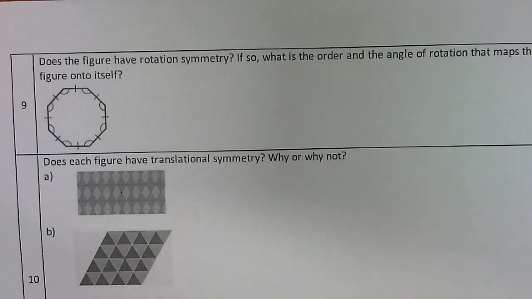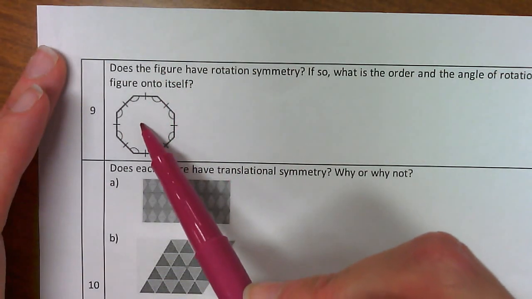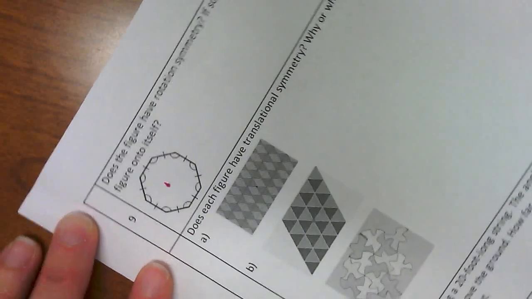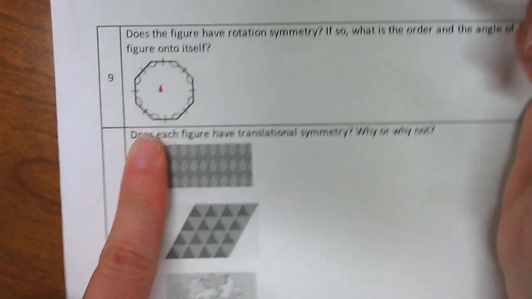All right, number 9 is asking if the figure has rotation symmetry. If so, what is the order and the angle of rotation that maps the figure onto itself? So rotational symmetry means if I spun this around on the center, can I make it look the same? So if I spin it, I can make it look the same because every side and every angle are the same.